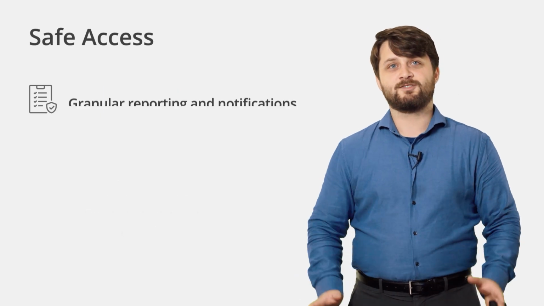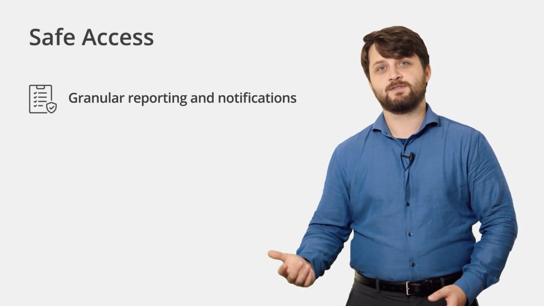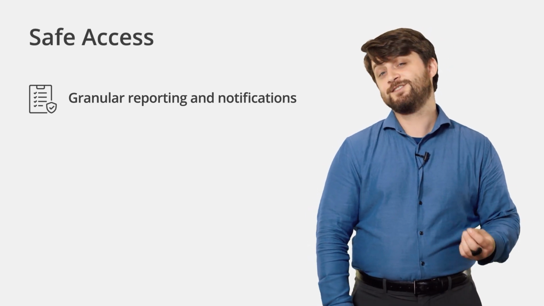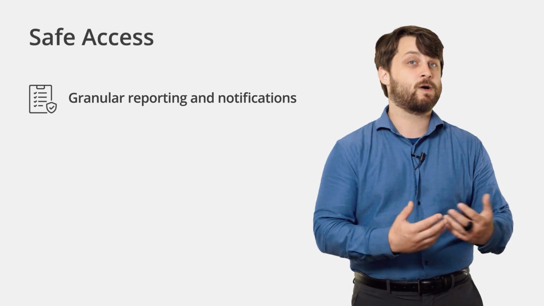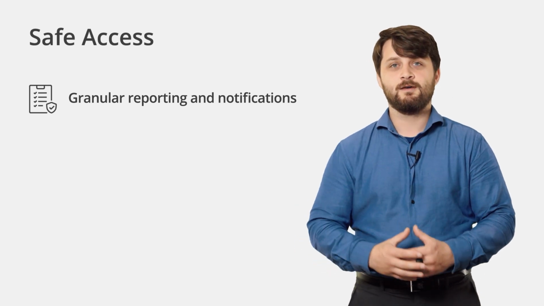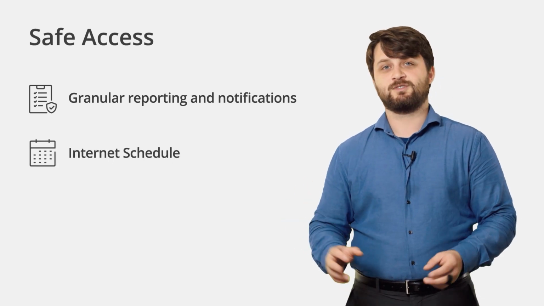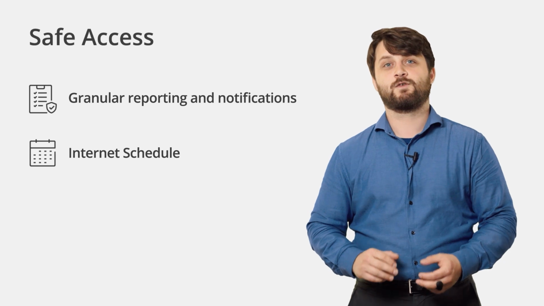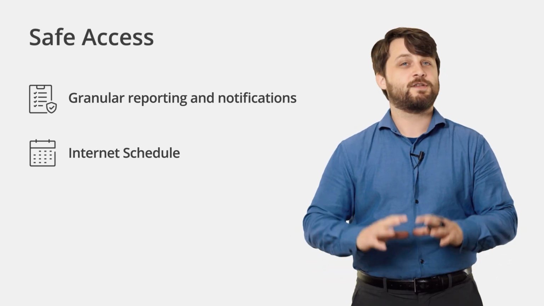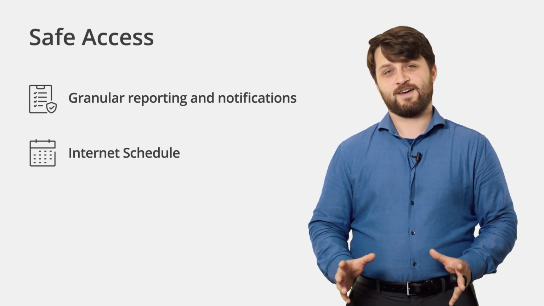Now, the reason being is there's granular reporting and notifications. Your stakeholders at your client site can receive reports and notifications if there's access to restricted websites, and likewise, your technicians back at HQ can also receive those reports and notifications. There's also an internet scheduling option, so you can actually turn off internet access for certain profiles based on the time you set here.